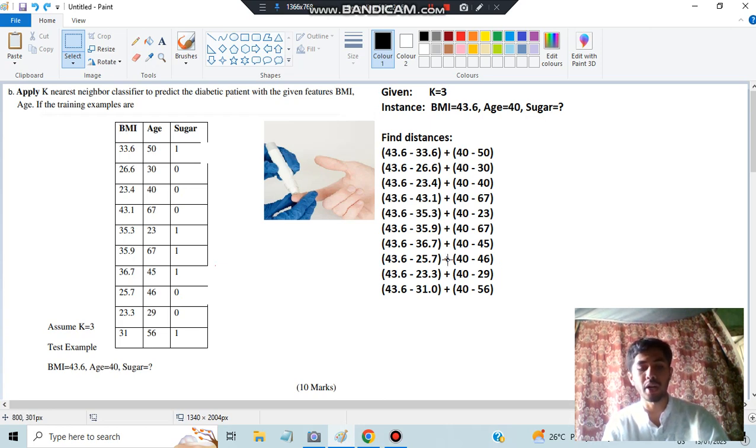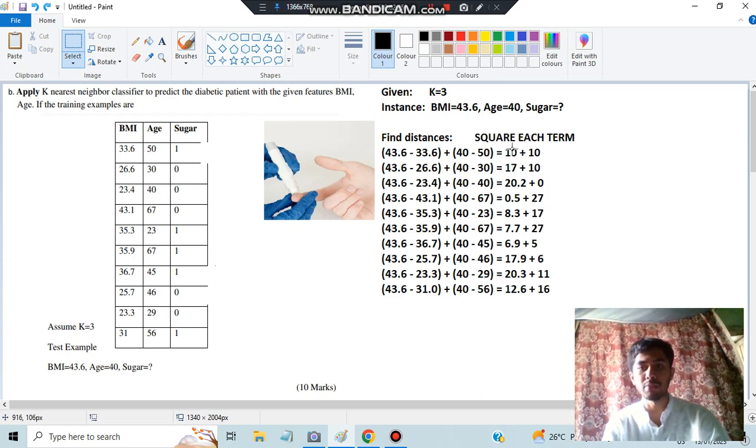You have to find this answer and then write it as follows, and then do the same for every one of these instances. Then you have to square each term, meaning 10 square plus 10 square, like that. Here 17 square plus 10 square, like that you square each term, then add it up. As the answer, you will get the squared terms answer, like 200 here and 389 and 408.04, like that the corresponding answers will be given.